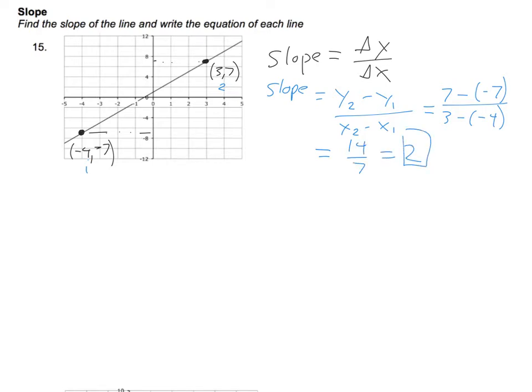Now, in order to get my equation of the line, the general form of a line is y equals mx plus b, where m is the slope, which I already have, and b is the y-intercept. So I'm going to look right here to see where it intersects the y-axis, and it looks like it intersects at (0, 1). So my y-intercept here is 1, which means that my full equation here is going to be y equals 2x plus 1.